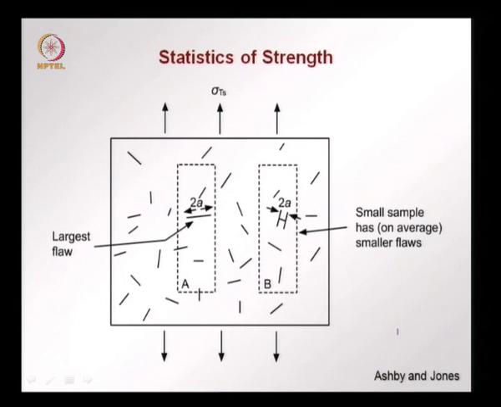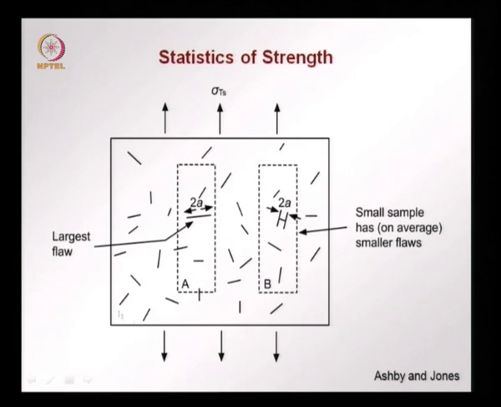And this is further illustrated by this diagram from Ashby and Jones, where you see a panel with many flaws, and in this case the most critical flaw is this. When this flaw, which is the largest flaw, propagates, you will have failure.